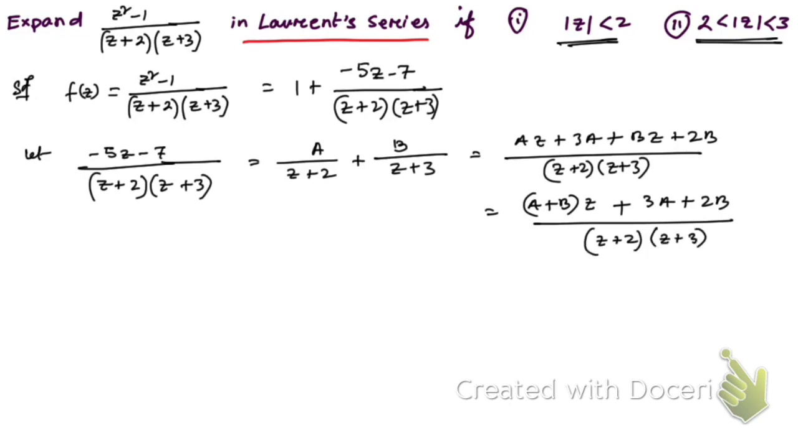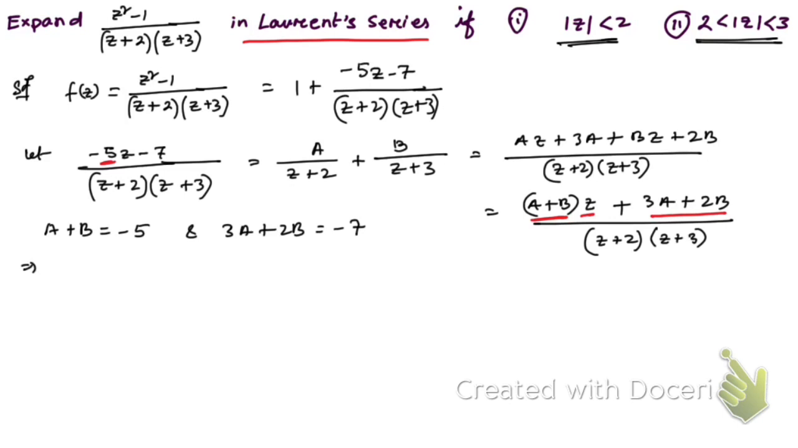Okay, so now you see, if you compare the coefficient of z, on the left hand side this is minus 5, and the constant here is 3a plus 2b, and here we have minus 7. So we're going to have a plus b is equal to minus 5, and 3a plus 2b is equal to minus 7, right? So now let's solve these two.